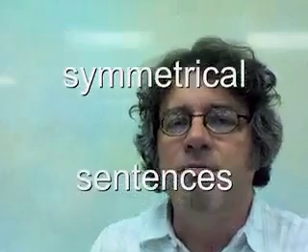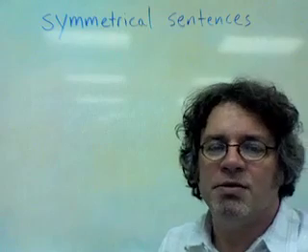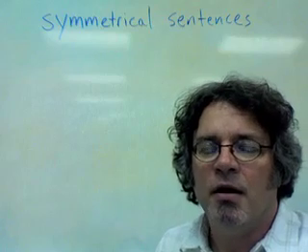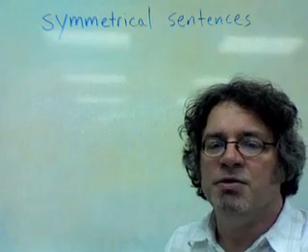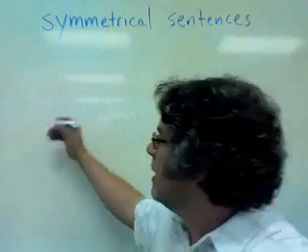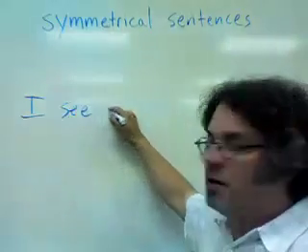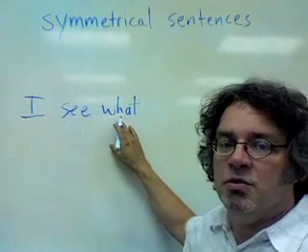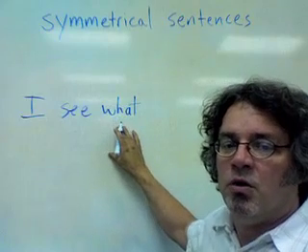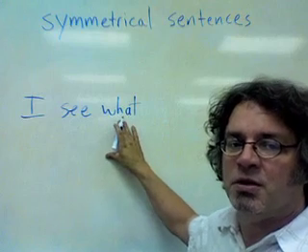In this video, I'll show you how to make symmetrical sentences. When a sentence is symmetrical, there are two parts to the sentence, and each part resembles the other. I see, and in the middle here, I'm going to use a word like what, but you can use who or where or how. There are many different words you can use in this position.